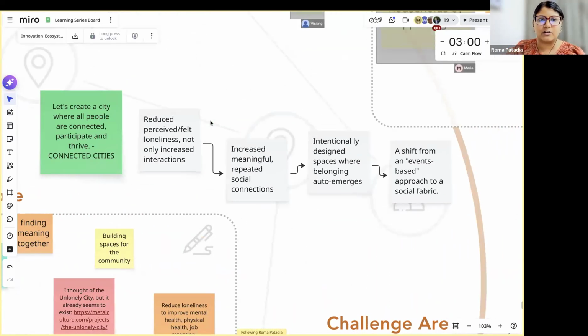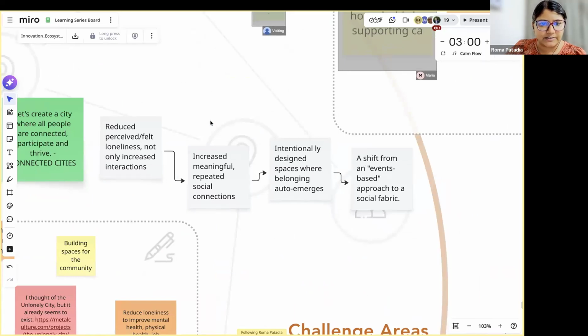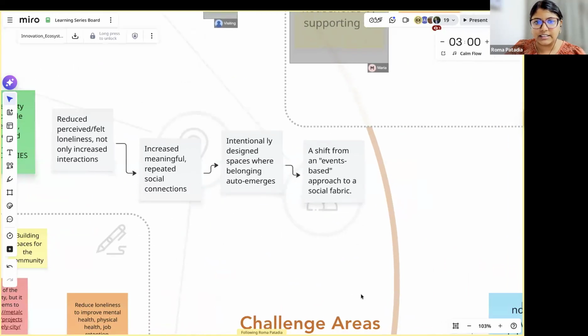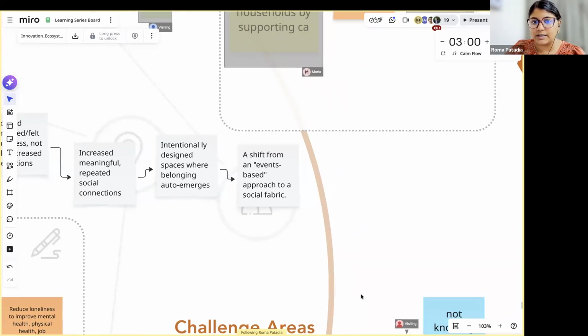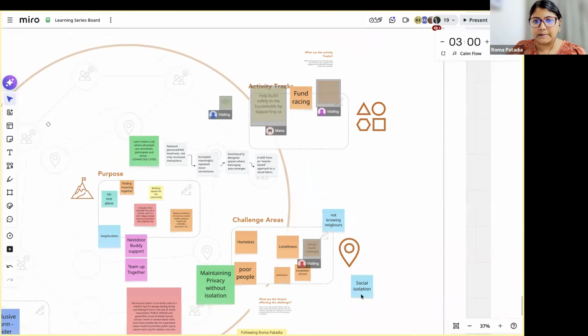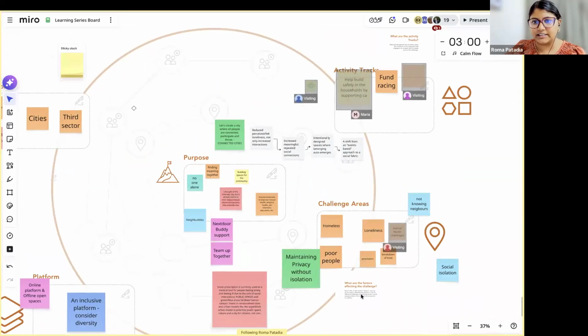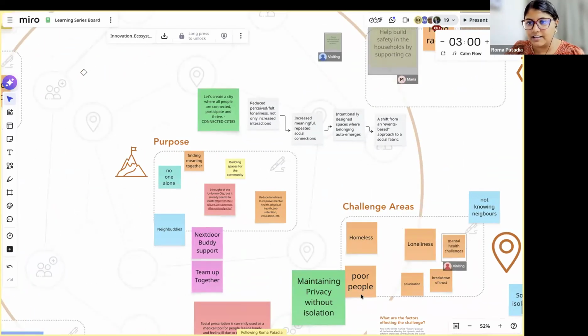And then, all right, there's something interesting here. Let's create a city where all people are connected, participate, and thrive. Connected cities. Reduced perceived felt loneliness, not only increased interactions, which is increased meaningful repeated social connections, which is intentionally designed spaces where belonging auto-emerges, a shift from an events-based approach to a social fabric. So we see some really interesting points here. Would you like to add something to this, Joss?